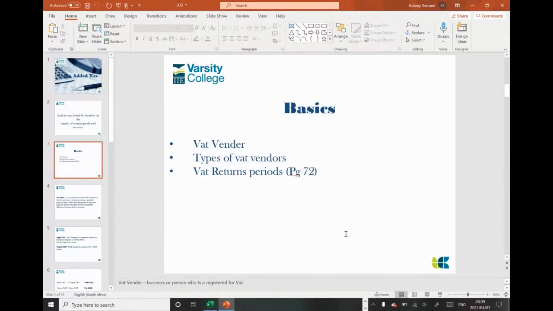So in other words, turnover is just your sales. If your sales are greater than a million, then you have to register. If it is less than a million and between 50,000 and a million, then it's optional. It's up to you. You can volunteer to register.